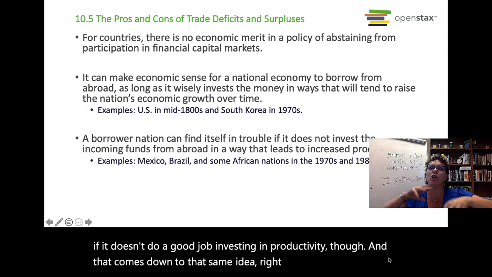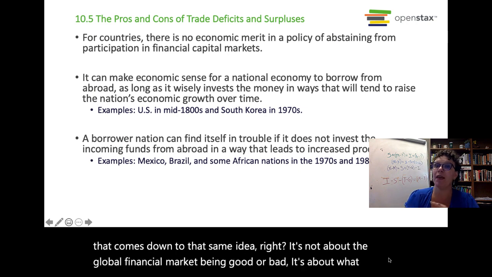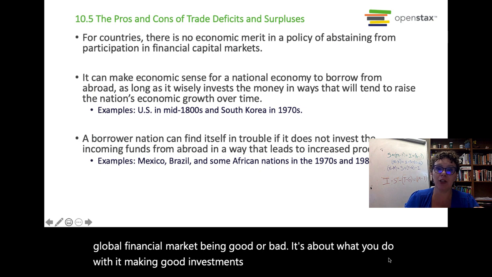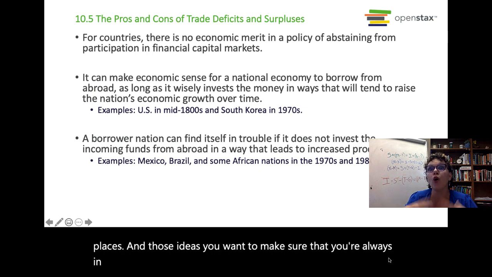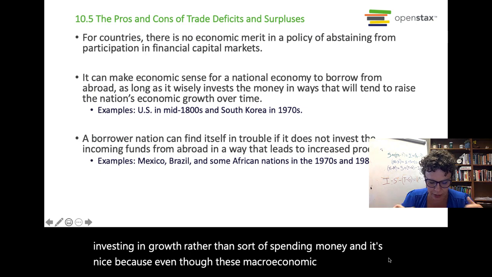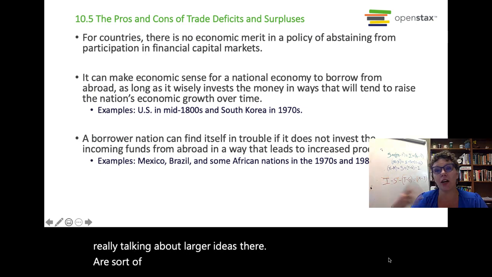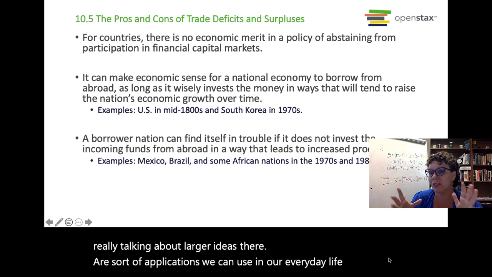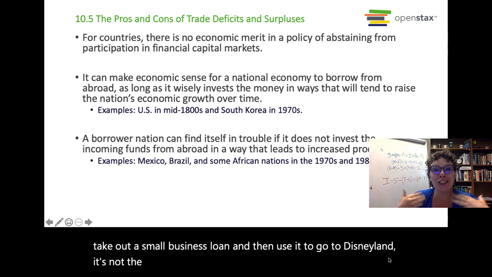It's not about the global financial market being good or bad. It's about what you do with it, making good investments, investing the income in good places, and those ideas. You want to make sure that you're always investing in growth rather than sort of spending money. And it's nice because even though these macroeconomic concepts are really talking about larger ideas, there are applications we can use in our everyday life, right? If I take out a small business loan and then use it to go to Disneyland, it's not the loan's fault, it was my choice.